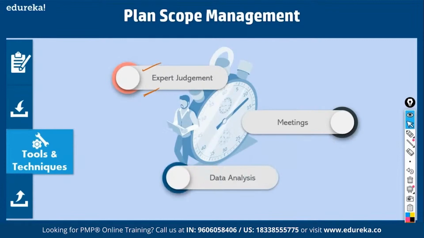Then data analysis. So what type of data do you need to analyze? See, if you have to define scope, you have to gather a lot of data relating to alternative ways of collecting requirements. Should I have interviews or should I have questionnaires, right? How to create a product? What are the alternative ways of creating a product? What are the alternative ways of inspecting? What are the alternative ways of gaining acceptance, validation, et cetera. So that is called data analysis.